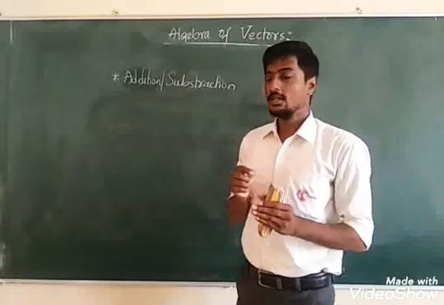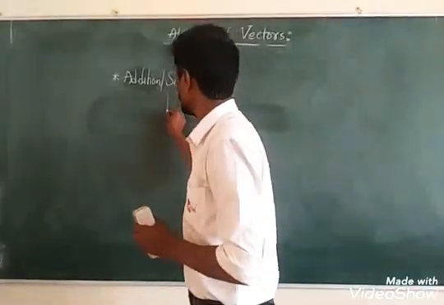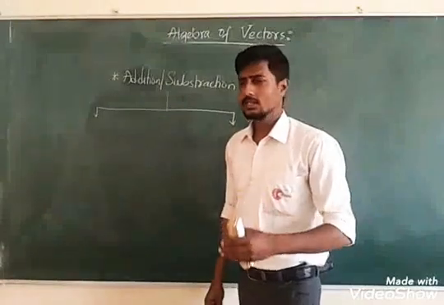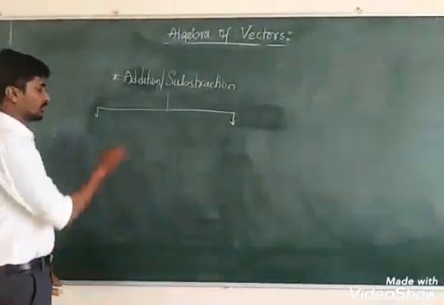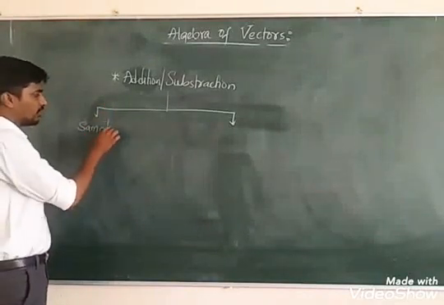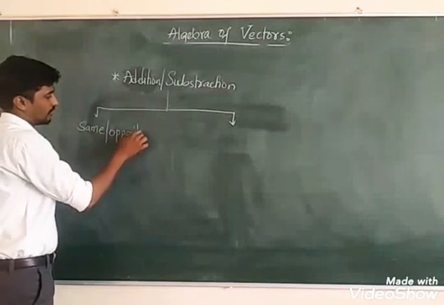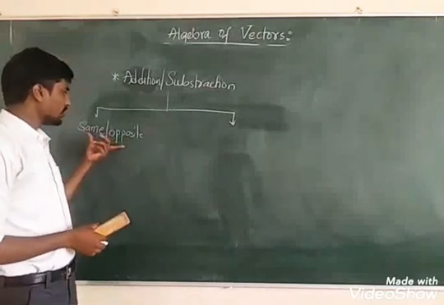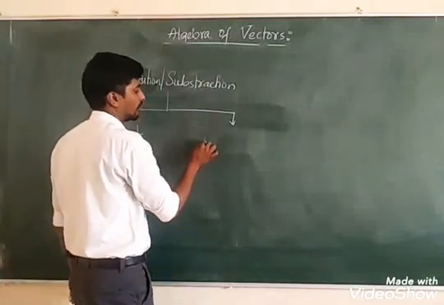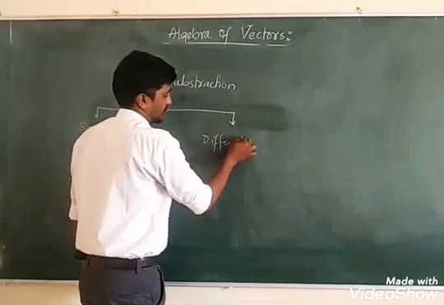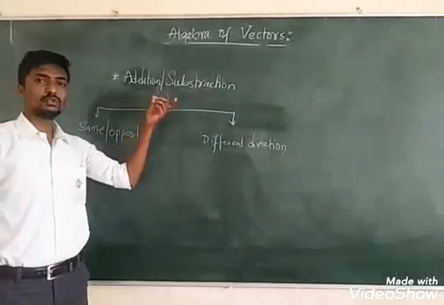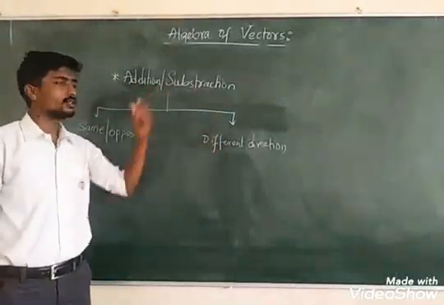So what are the two cases? Case number one is that the vectors are traveling in the same direction or opposite in direction. In this case, how to add the vectors, how to subtract the vectors. Or in another case, the vectors are traveling in different directions. So basically we need to study these two cases under the addition and subtraction.